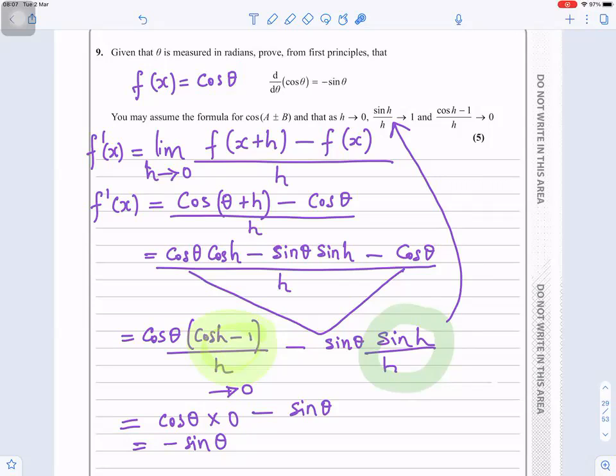As h tends to 0, sine h over h tends to 1, and cos h minus 1 over h tends to 0. So this one tends to 0, and this will be cos theta times 0. All of this will be 0, all of this will be 1. So cos theta times 0 is 0. Minus sine theta times 1 gives you minus sine theta.